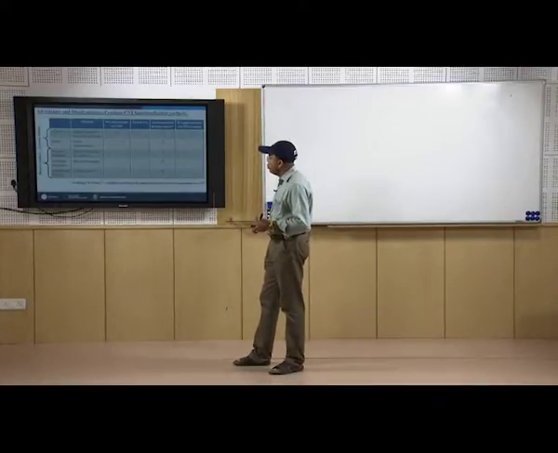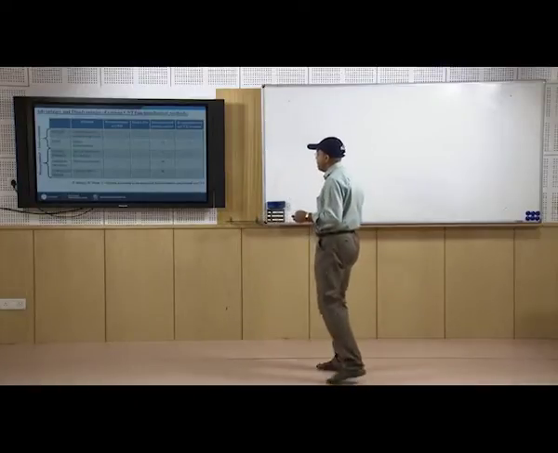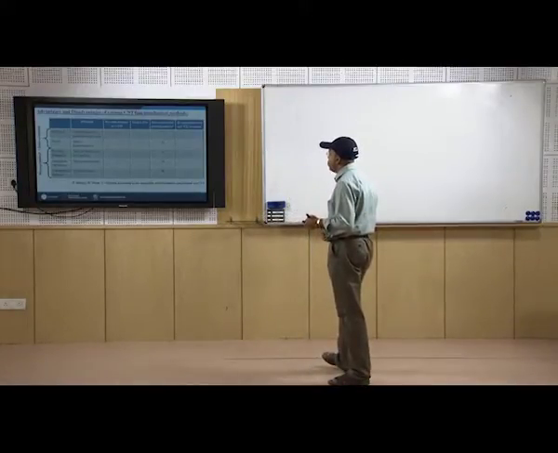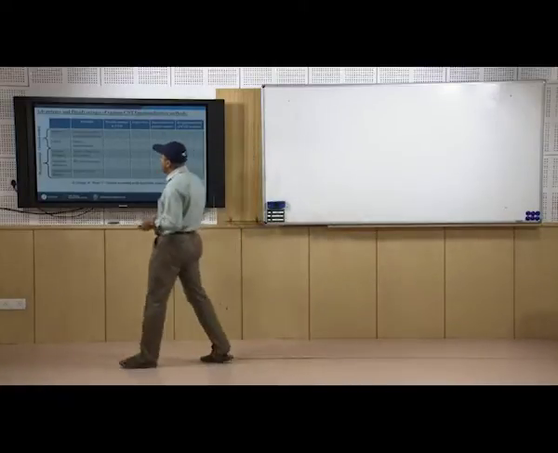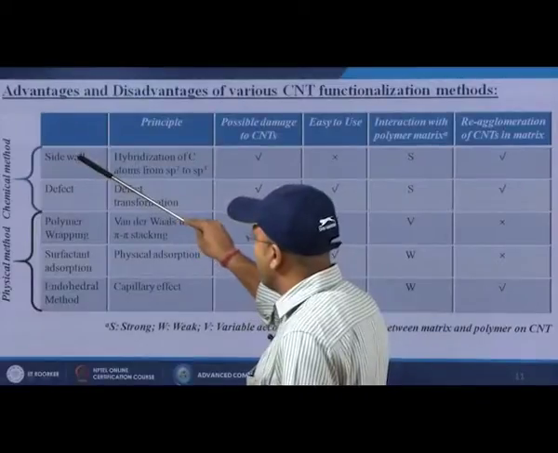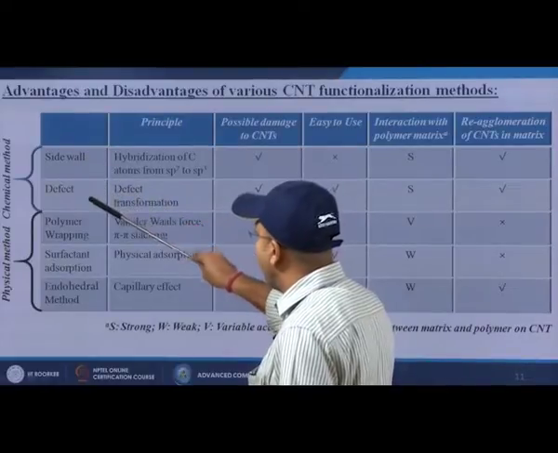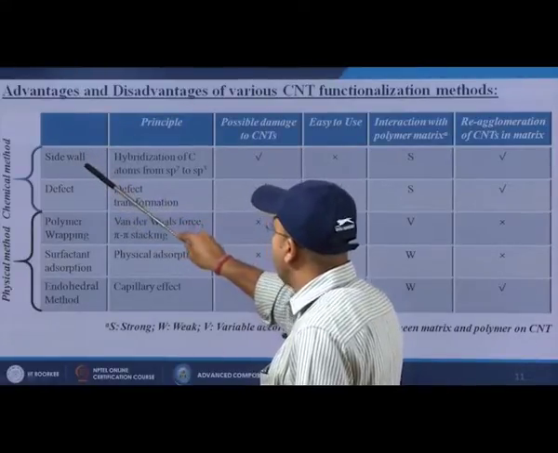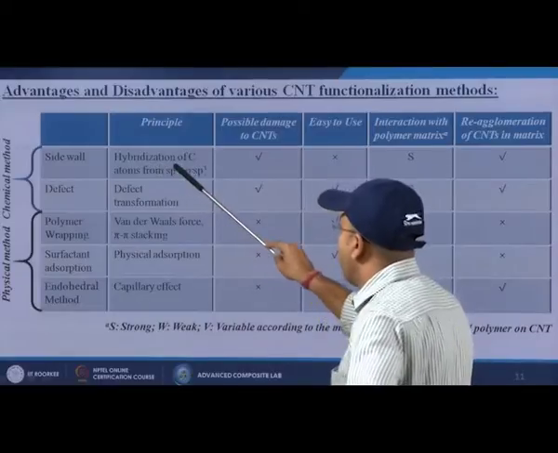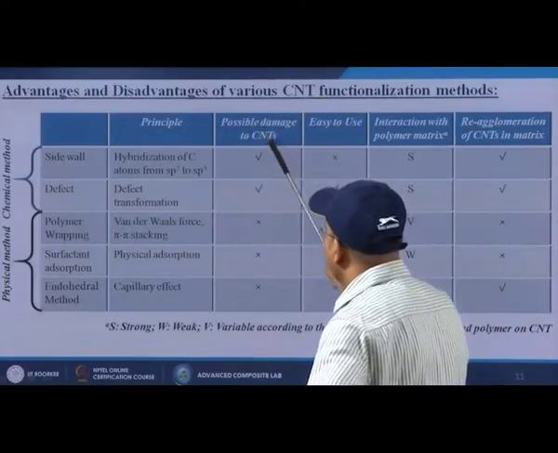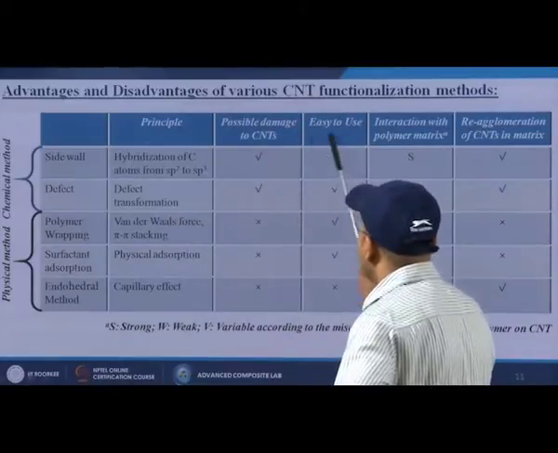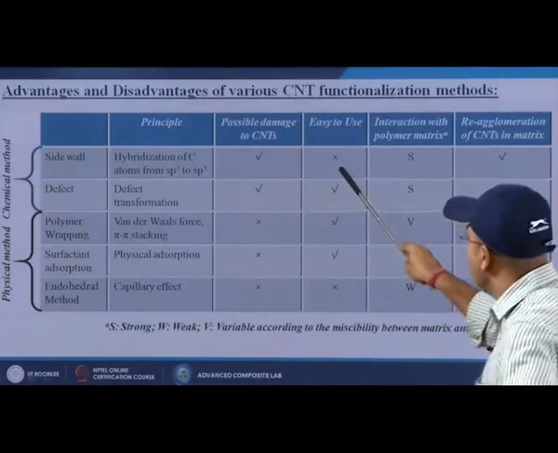Next, we are trying to show you what are the advantages and disadvantages of various carbon nanotube functionalization methods. So when we are talking about the chemical methods, it is divided into two. One is called the sidewall and another one is called the defect. So when we are talking about the sidewall, the principle is the hybridization of carbon atoms from sp2 to sp3. Possible damage to CNTs? Yes, of course it is possible. Easy to use? No, it is not easy to use.